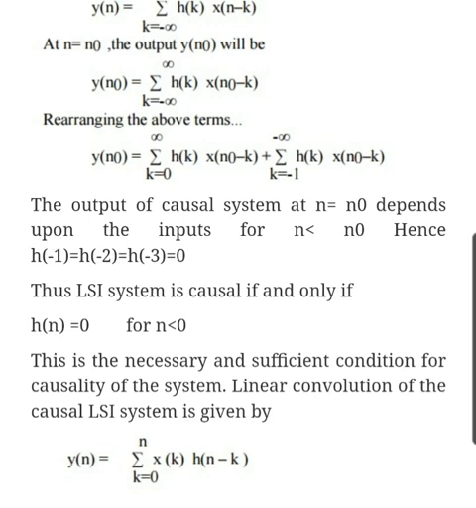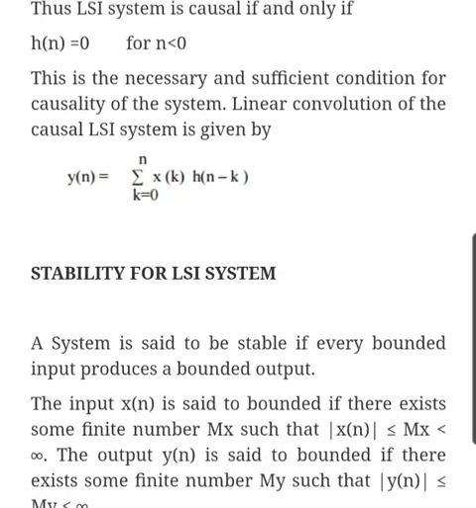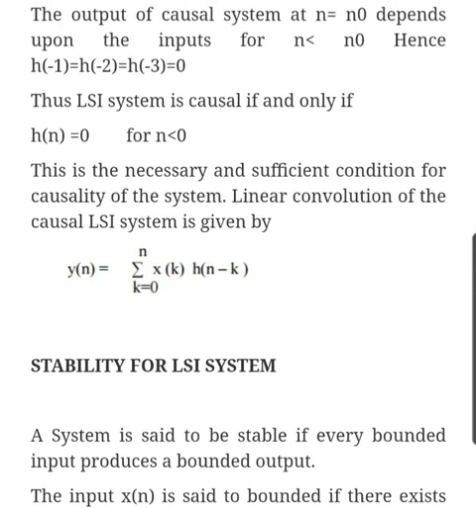So the LSI system is causal if and only if h(n) is 0 for n less than 0. This is the necessary and sufficient condition for causality of a system, and the linear convolution of the causal LSI system is given by y(n) equal to summation k equal to 0 to n of x(k) h(n minus k).